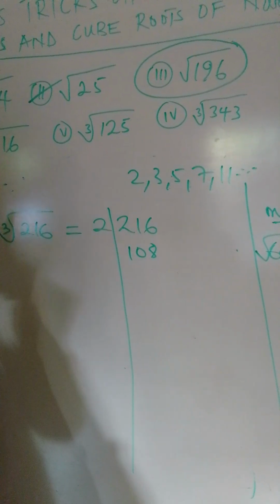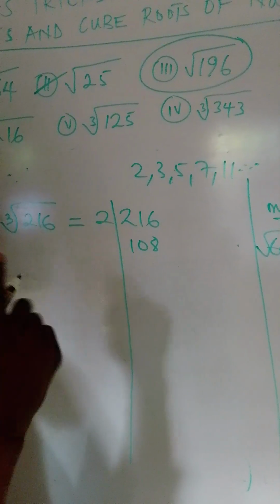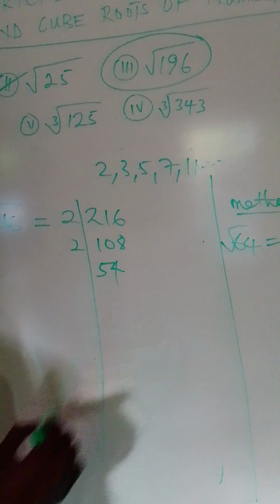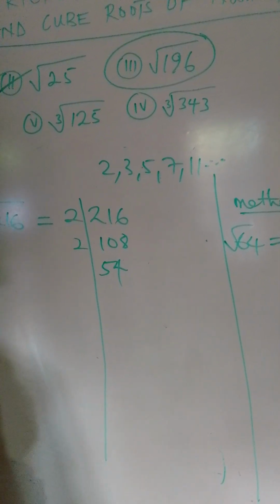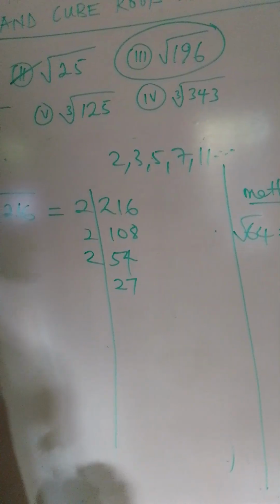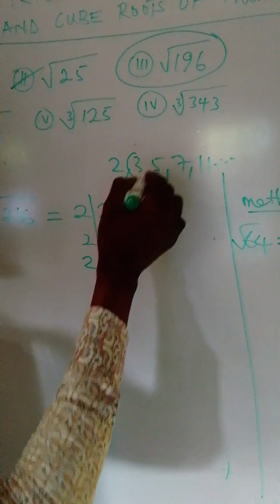Now, like I said before, any prime factor or prime number you use to divide, check whether it can divide again. Can 2 divide again? Yes, 2 can divide again, giving us 54. Then, can 2 divide again? Yes, giving us 27. Can 2 divide again? No. So 2 cannot divide again. I'll move to the next prime number, which is 3.